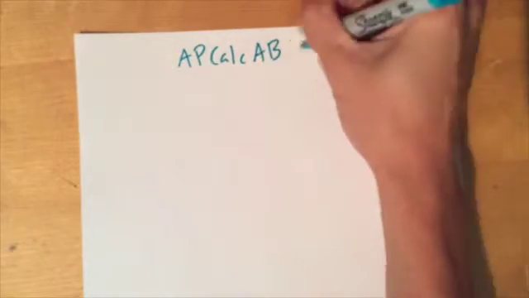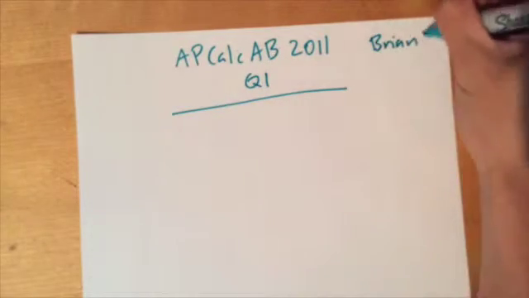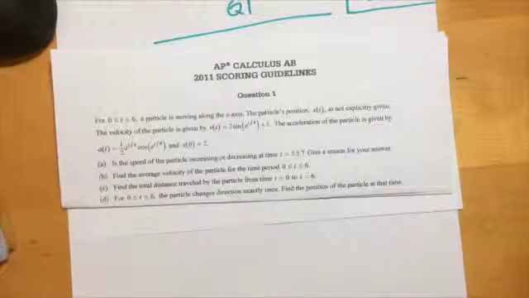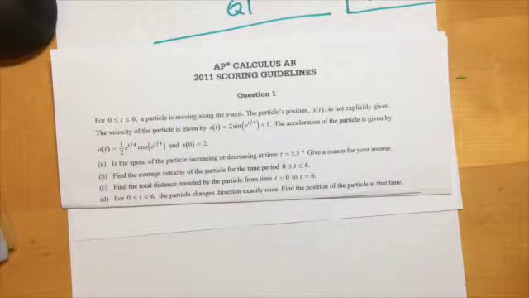I am in third period of AP Calc AB, and today I will be teaching you how to do the AP Calculus AB Free Response 2011 Question 1. This problem gives you a bound region from 0 to 6, and it also gives you the function of velocity and the function of acceleration. Question A is asking, is the speed of the particle increasing or decreasing at time t equals 5.5? Give a reason for your answer.